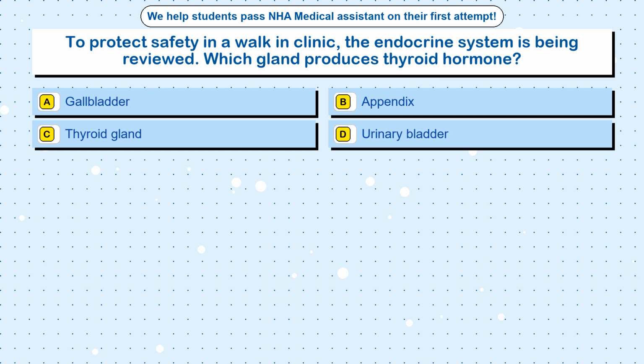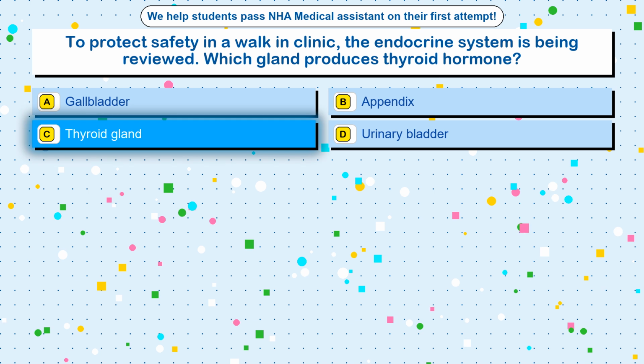Question 18. After a patient asking about test results drinks hot coffee, what should the medical assistant do before taking an oral temperature? Option A, document the temperature immediately. Option B, ask the patient to chew ice first. Option C, wait before measuring the oral temperature. Option D, switch to the same oral reading and note no issue. The correct answer is option C.